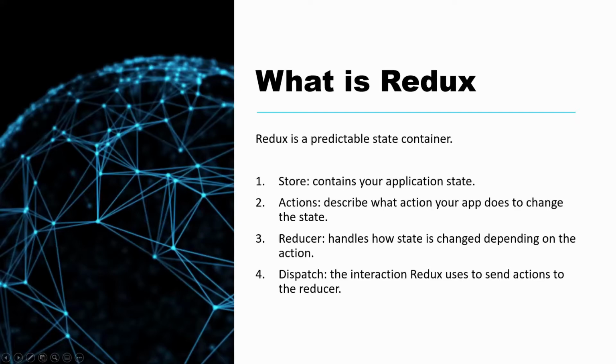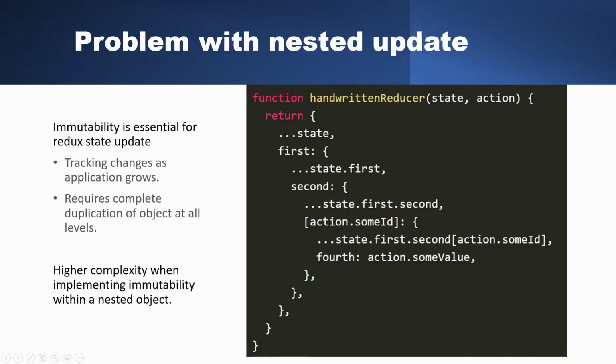But there's also one other thing. It's called a dispatch. The dispatch is a function that Redux uses to send actions to your reducer. Whenever you want to make changes to your state, you need to dispatch the actions to the reducer using the dispatch function, and it will deliver those actions to the reducer, and the reducer is going to manage how the state is going to be changed. So Redux comes with a lot of benefits, but it also has its own set of problems.